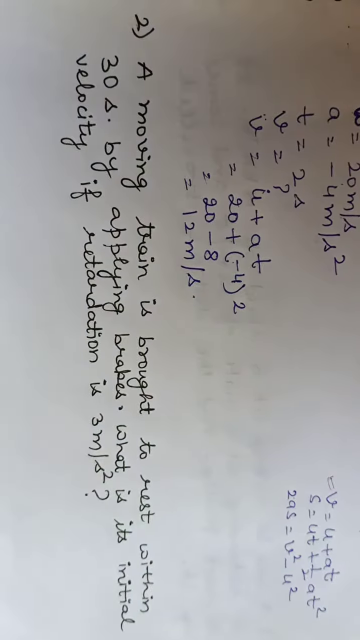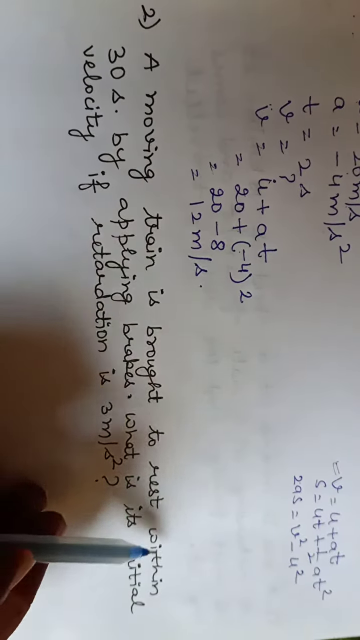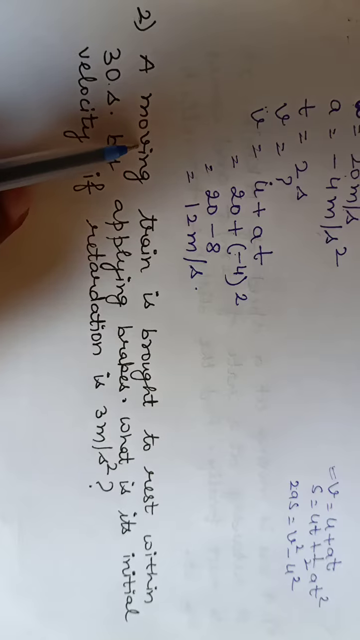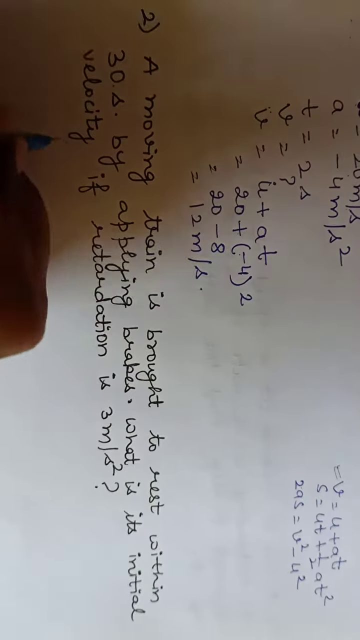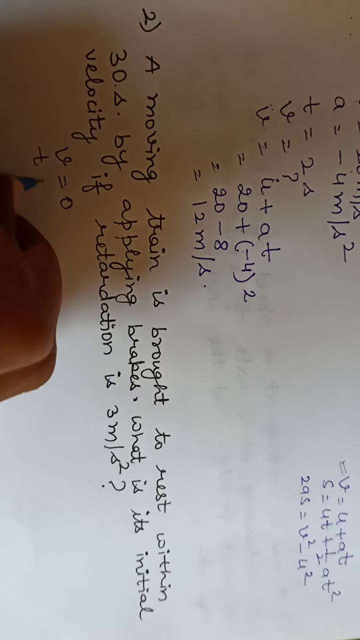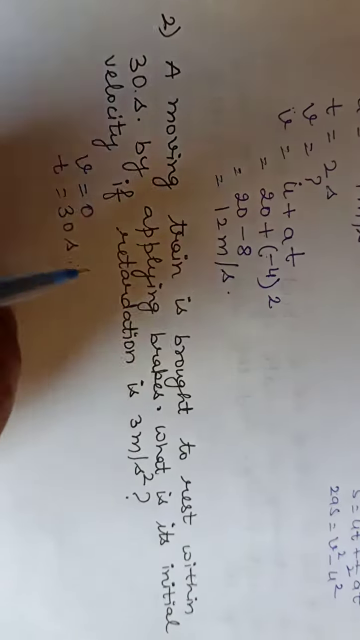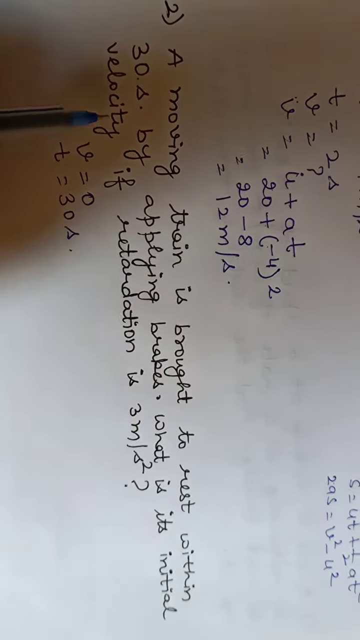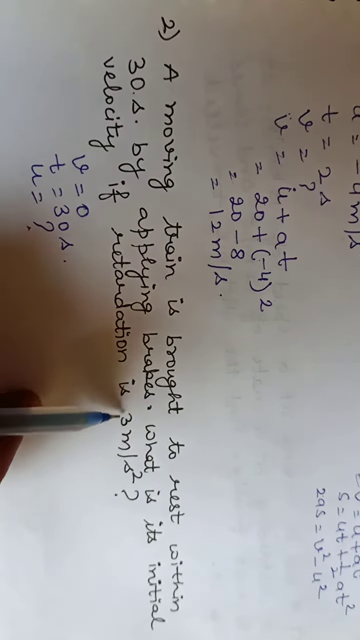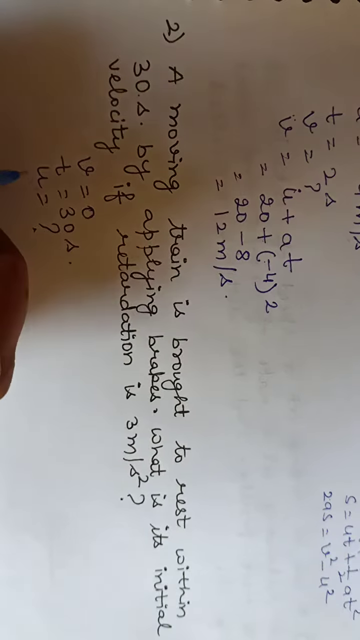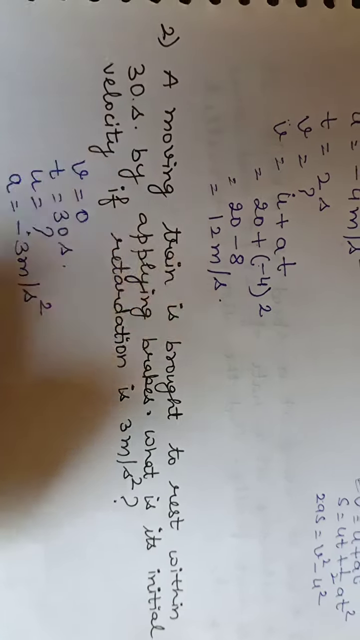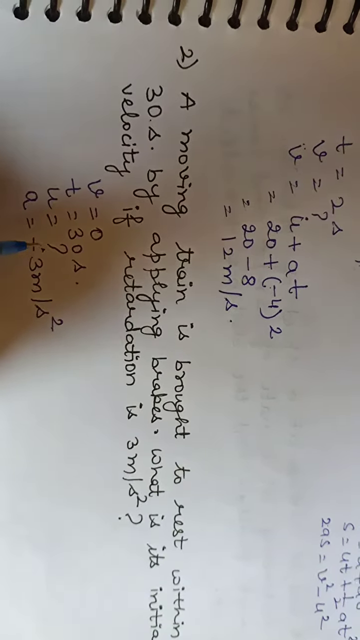Similarly, the next question is: a moving train is brought to rest within 30 seconds by applying brakes, what is its initial velocity? The train is moving, so there is some initial velocity, and it is brought to rest, so its final velocity v will be 0 within 30 seconds, so time is 30 seconds. You have to calculate u. If retardation is 3 meter per second square, retardation means negative acceleration, so -3 meter per second square.